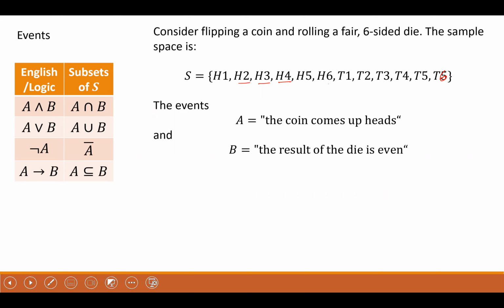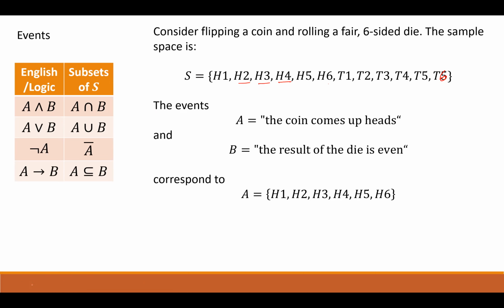First we can compute things the old-fashioned way. If I wanted the probability of event A, the probability that the coin comes up heads, I can look at all of the outcomes from my sample space that have heads, and there are 6 of them. I can put the size of A over the size of the sample space. And the same for B: if I look at this set B, the result of the die is even, I'm looking at all of the outcomes where the die roll is even, and I don't really care whether it's heads or tails.